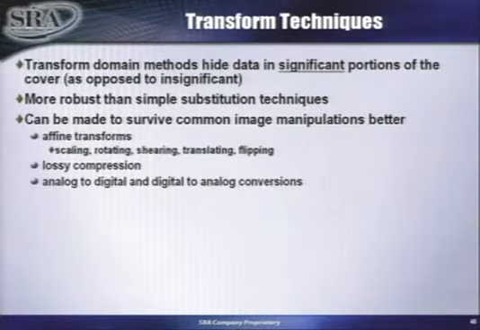Transform domain. In the transform domain, we're going to hide in the significant parts of the data. In the substitution methods, we tried to hide in the noise or hide in places where you couldn't tell. Now in the transform domain, we're actually going to hide in more significant portions. It can be made a little bit more robust than simple substitution methods. Although the technique that I present here is not robust. If you go in there and mess with the coefficients, as we'll see, then you'll lose the message data. But there are techniques which are very robust.